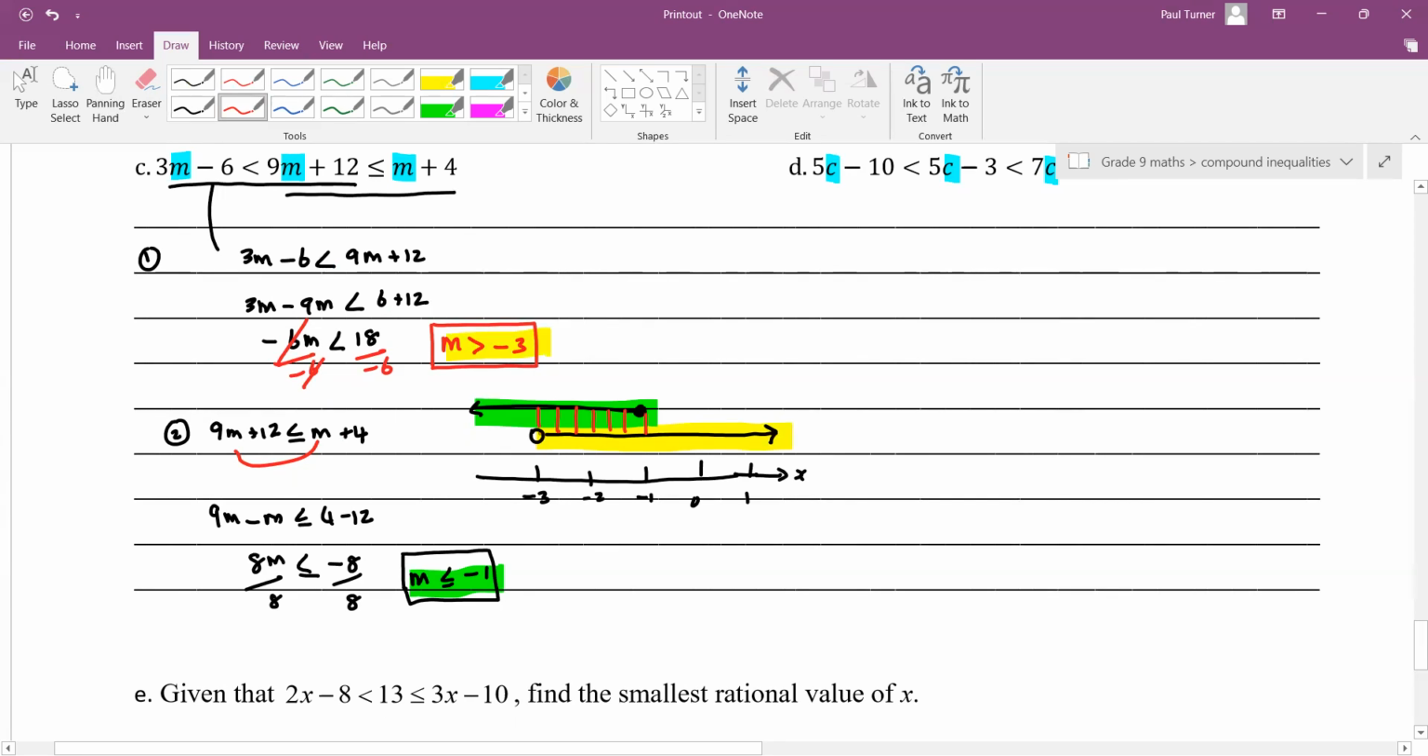So this is your final answer because it has to be 1 and 2. So let's write that down. -3 less than x less than or equal to -1. So any value between -3 and -1 will be your final answer. So this kind of question would have 4 marks. So 1, 2, 3, 4. So 4 in total.